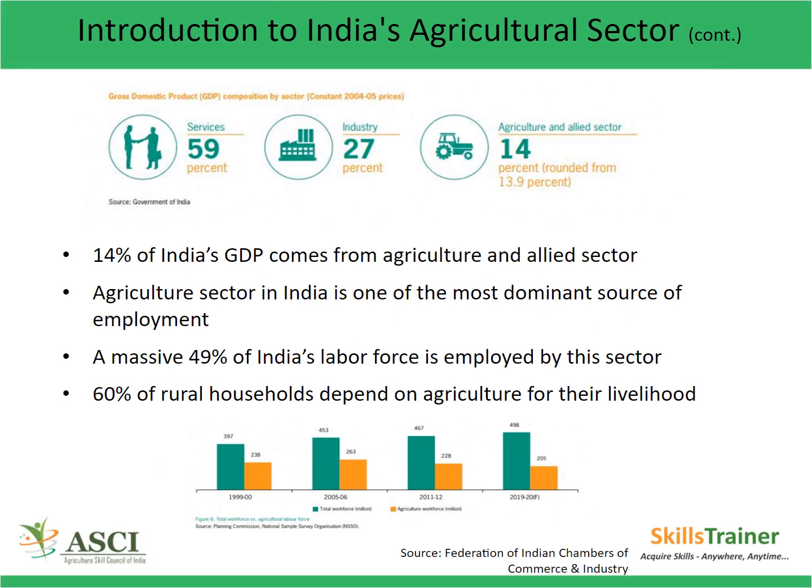14% of India's GDP comes from agriculture and allied sector. Agriculture sector in India is one of the most dominant sources of employment. A massive 49% of India's labor force is employed by this sector. 60% of rural households depend on agriculture for their livelihood.